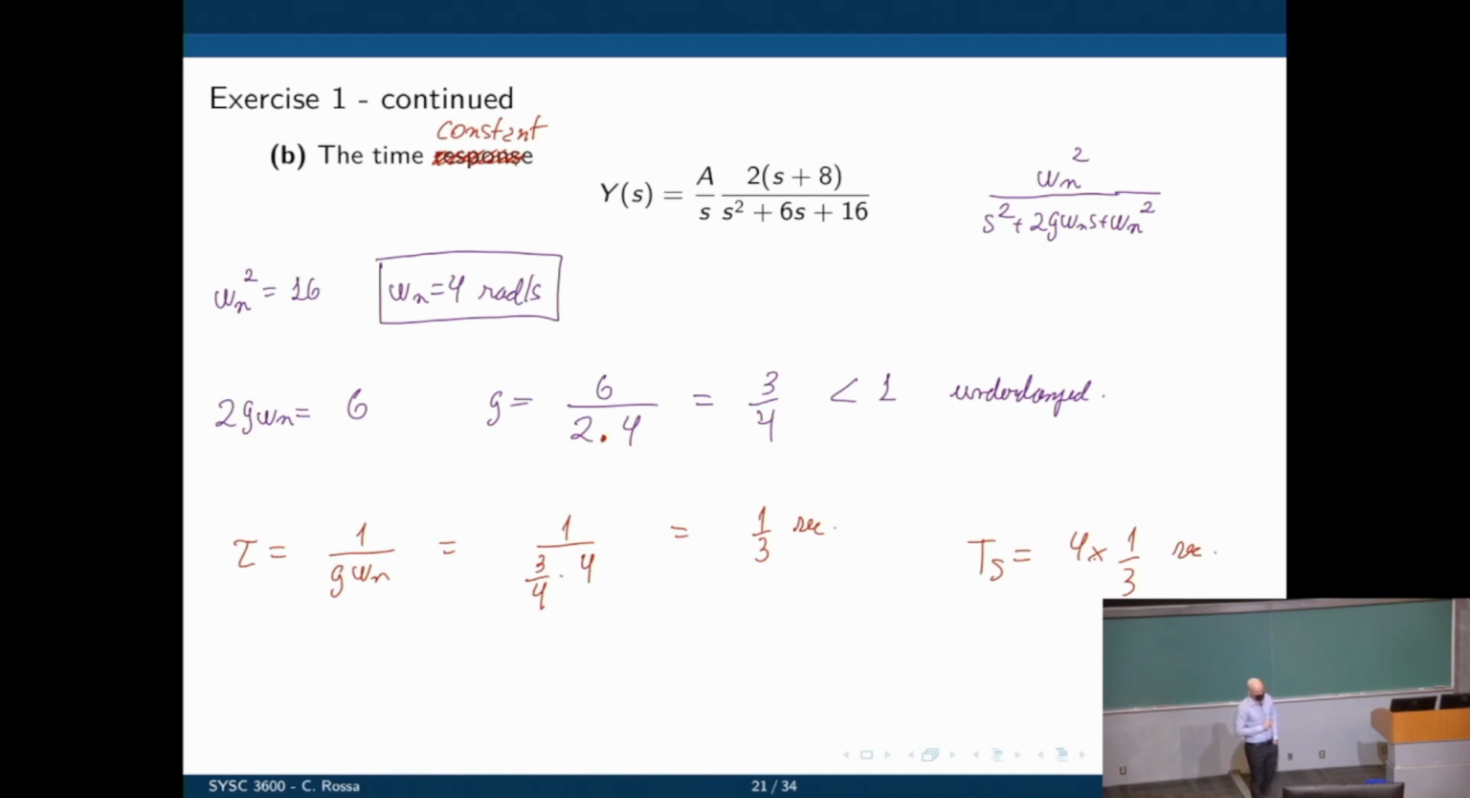We can calculate through this the percent overshoot by simply plugging into the equation 100 exponential of negative zeta times pi over the square root of 1 minus zeta squared. I don't have the result of that calculation, but it's a simple calculation, and we should find the percent overshoot. Around 30–40% would be my guess.